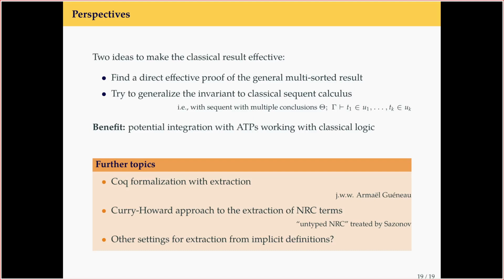Another thing to look at would be to flesh out the Curry-Howard correspondence for NRC, noting that similar work was already undertaken for a non-typed version of NRC by Vladimir Sazonov. Finally, we also hope to find other applications of implicit definitions other than nested sets.